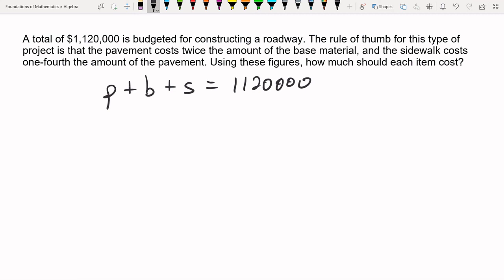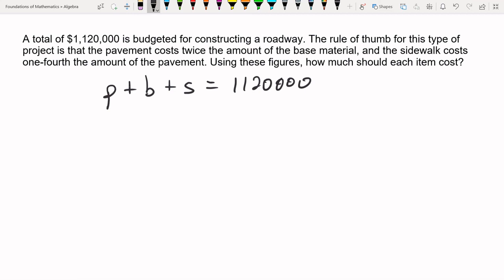Okay. Now that's kind of the first piece right there. Now we have a single equation here. We have 3 variables, which means in order for us to solve for any one variable, we need to know 2 more equations, because you need just as many equations as you do variables. Let's look at the rest of the piece of information. The rule of thumb for this type of project is that the pavement costs twice the amount as the base material.